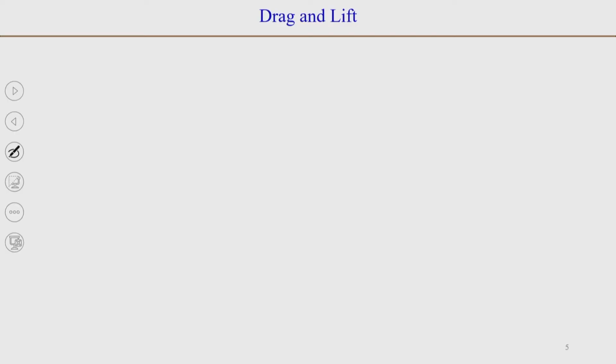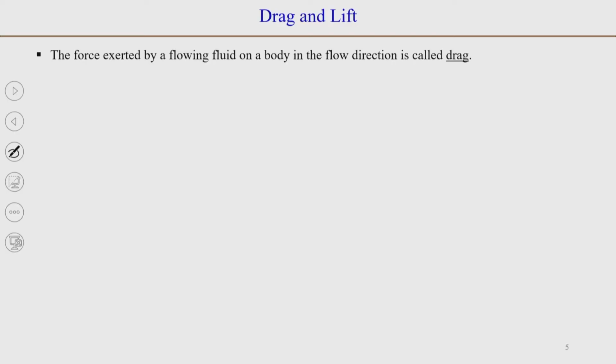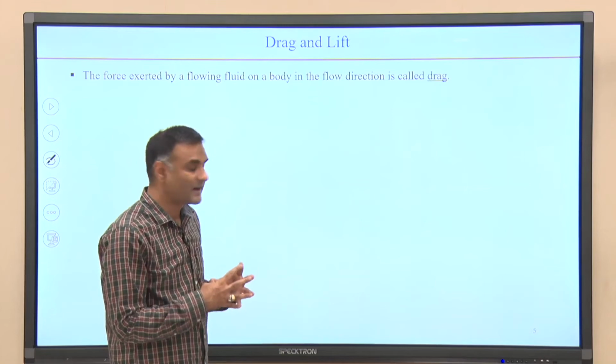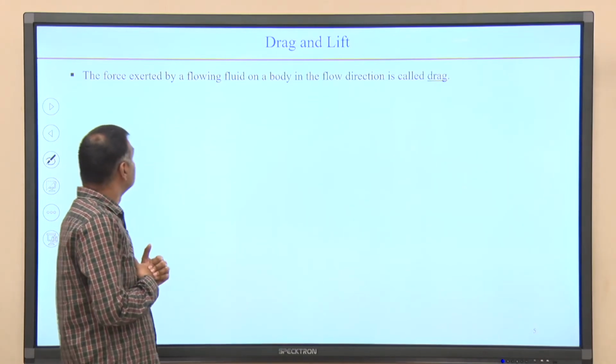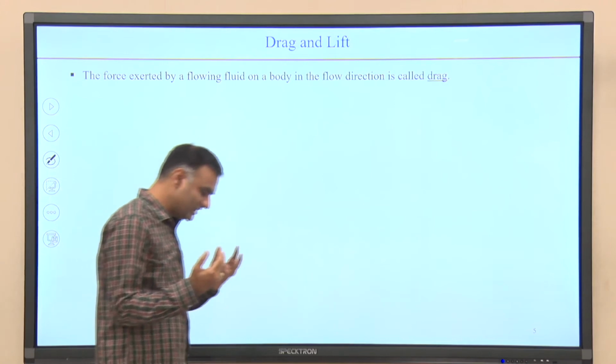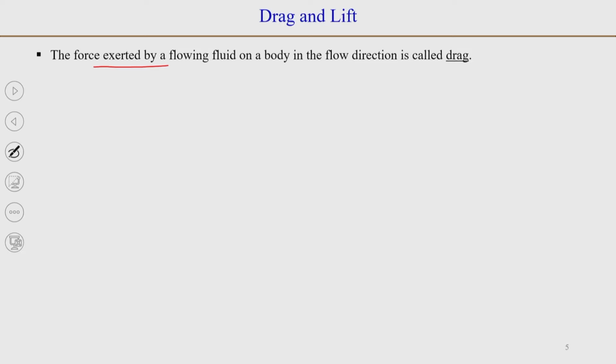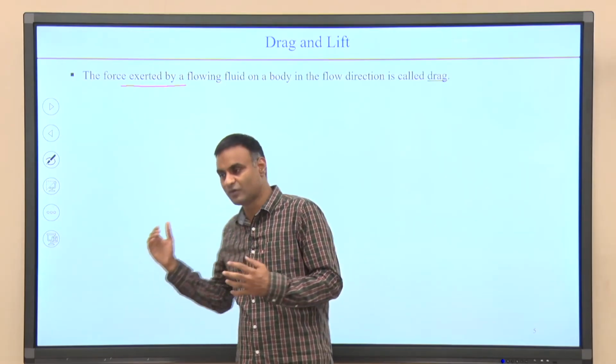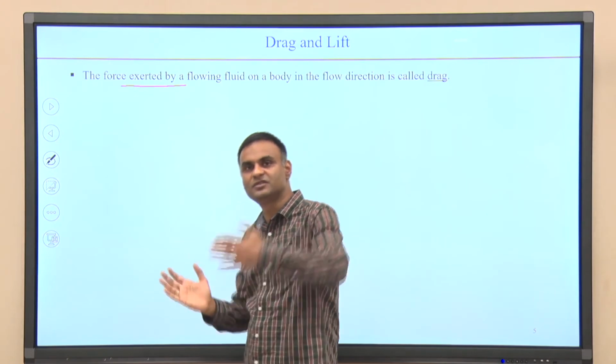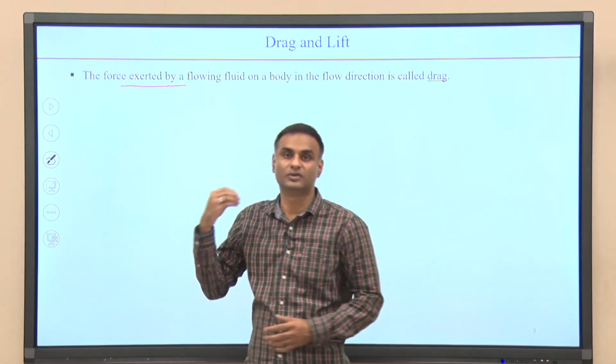Now, we will define what is drag. We have talked about it quite a few times earlier in the course, for example, when we were talking about dimensional analysis, and we looked at the problem of drag on a sphere. To remind ourselves, drag is the force that is exerted by a flowing fluid on a body in the flow direction. If you are standing in the flow, then you experience a force that wants to take you along, or drag you along.